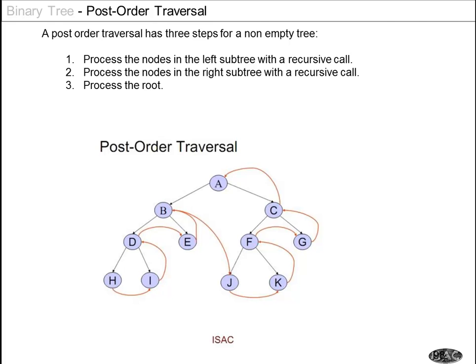Now the next one is post-order traversal. Here it works in such a way that the root is processed at the end. First the left subtree, then the right subtree, and then the root. In this case, the root node of the tree always gets processed at the end. Okay? Left subtree, right subtree, and then the root.